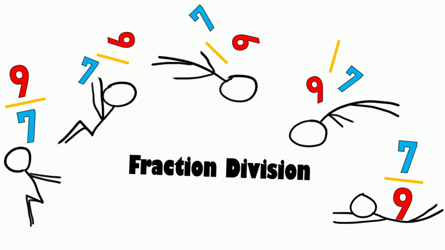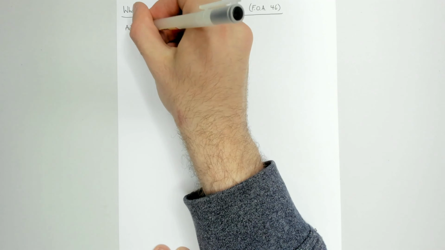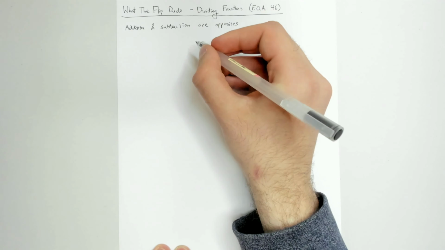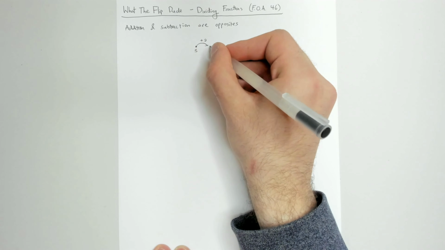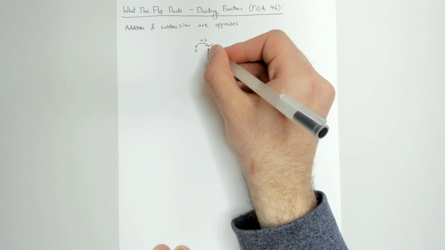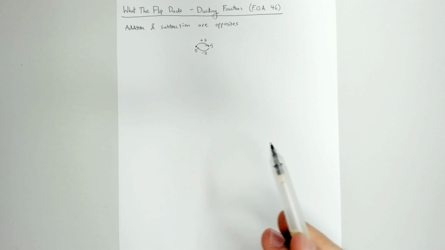Fraction division. Alright, so to start with dividing fractions, let's maybe consider what we know about the arithmetic operations. So that's plus, subtract, multiply, and divide. So first of all, we know that addition and subtraction are opposites, right? For example, if I start with 3 and I add 2 to it, I get to 5. But then if I subtract 2 from 5, I get back to 3, right? So basically adding 2, subtracting 2, it's just this kind of cycle that goes around, and they just keep undoing each other because they're opposites, right?